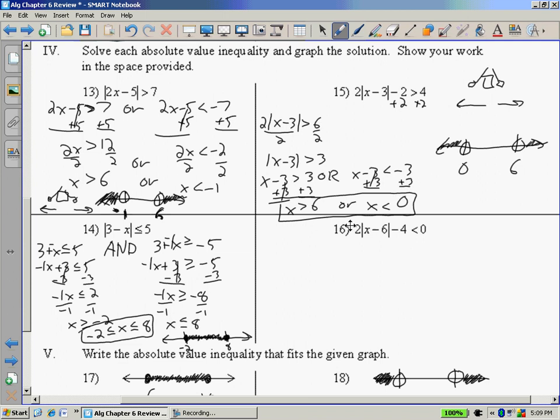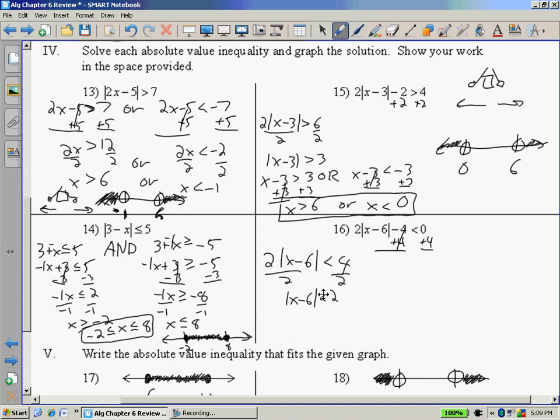Okay, so 2 times the absolute value of x minus 6 minus 4 is less than 0. We're going to add 4 to both sides. 2 times the absolute value of x minus 6 is less than 4. We're going to divide by 2. Absolute value of x minus 6 is less than 2. Now we're at a position where we can think a little more clearly. We have to get that absolute value isolated.